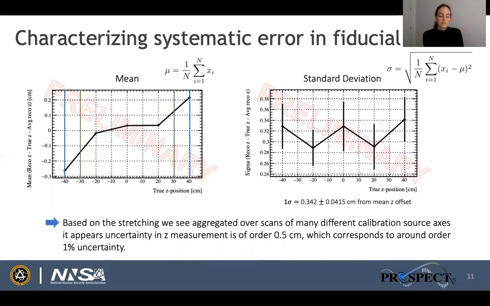And so basically, based on the stretching in z we see over all those calibration scans, we can estimate an uncertainty in the z measurement to be order of half a centimeter. And when we factor in the sigma of the spread from the spread of the reconstructed positions, it turns out to correspond to around order 1% uncertainty.